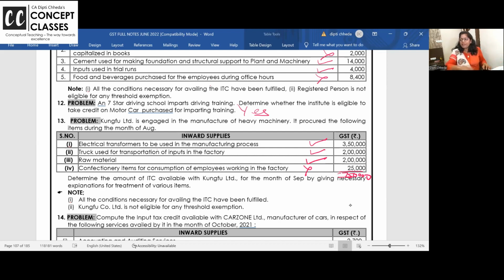Employee को गिफ्ट दे रहे कुछ भी कर रहे हैं ना, नहीं अलाउड है. 50,000 वाला लिमिट तो हमने पढ़े हैं.